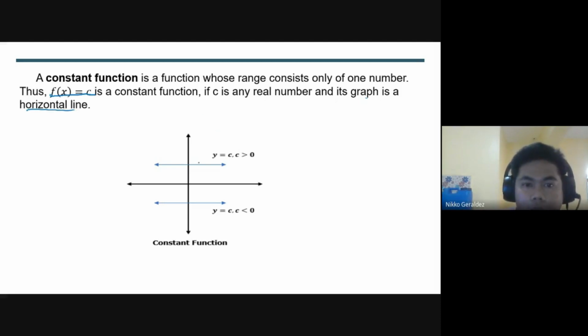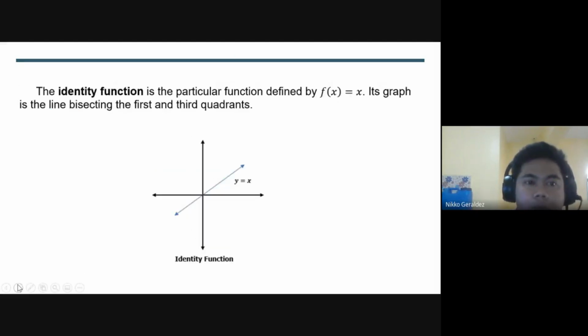If c is greater than 0, the graph is above the x-axis, so c is positive. If c is less than 0, or negative, the graph is below the x-axis. If c is equal to 0, the graph is along the x-axis. So that is a constant function.